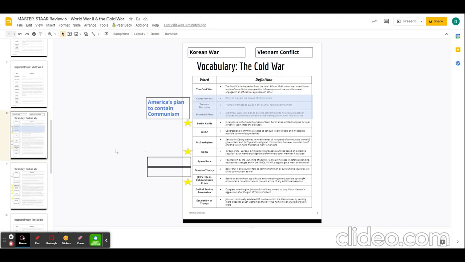NATO, that's another one that you would definitely want to know. It stands for the North Atlantic Treaty Organization, and it was basically an alliance system between the United States, Canada, and most of Western Europe that they would defend each other if they were attacked. Kind of a standoff, like, hey, Soviet Union, if you mess with one of us, you're messing with all of us.